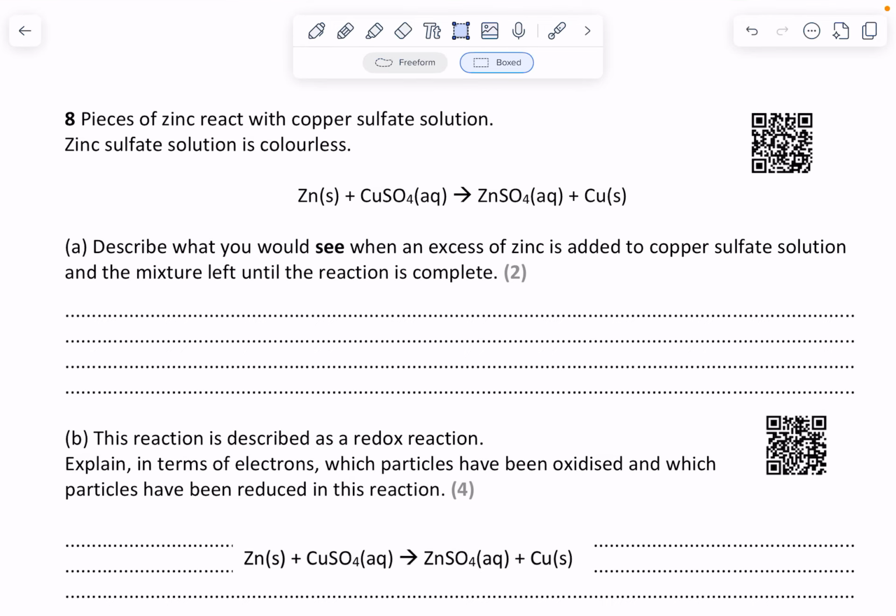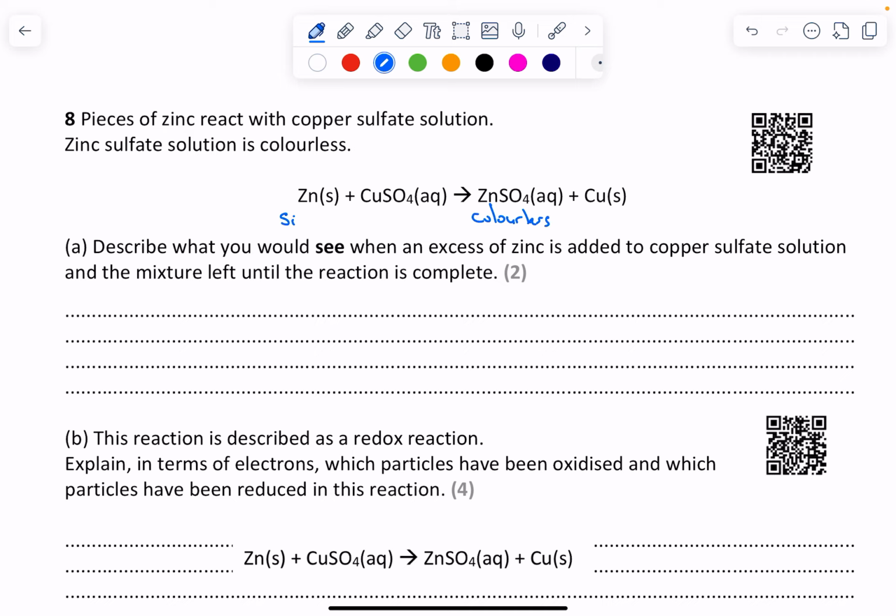So this first one is describe what you would see. When you do these kind of questions, you always must be quite specific in terms of color changes, or if you see a gas being produced, you get fizzing. So you must try and be very specific in your response. The question says, zinc sulfate is colorless. So let's put that information just underneath here for a moment.